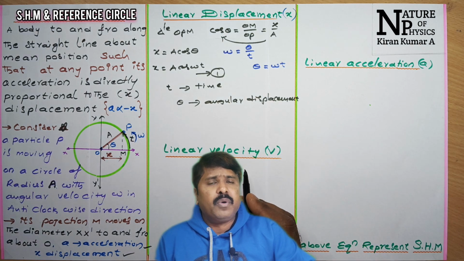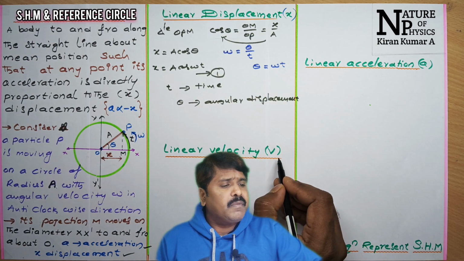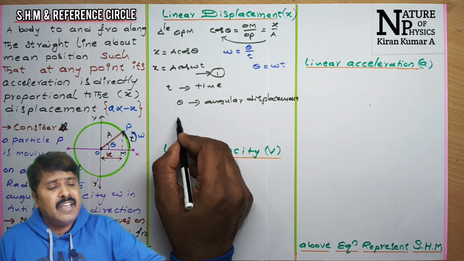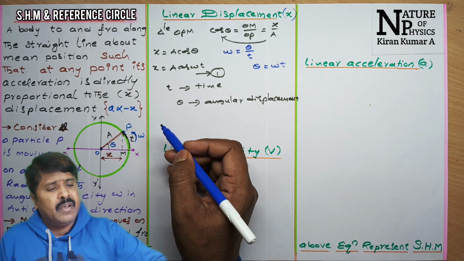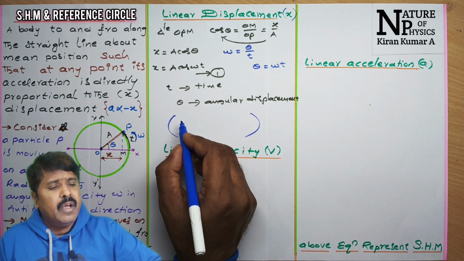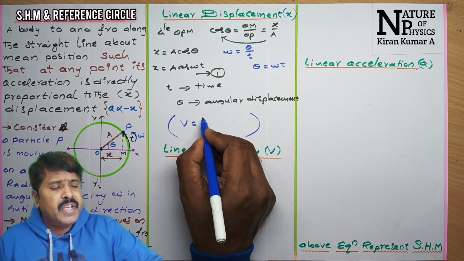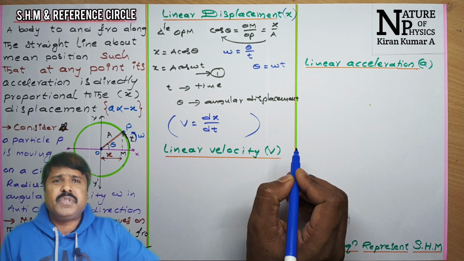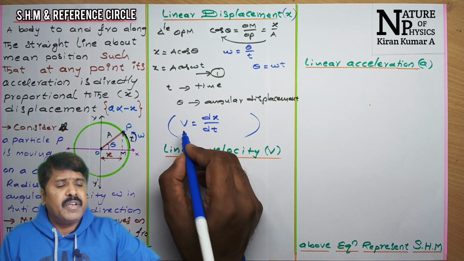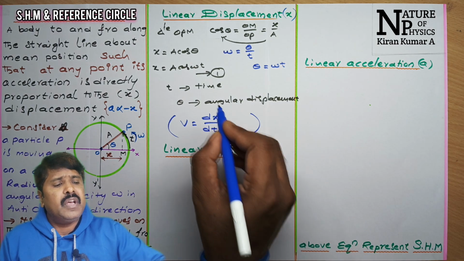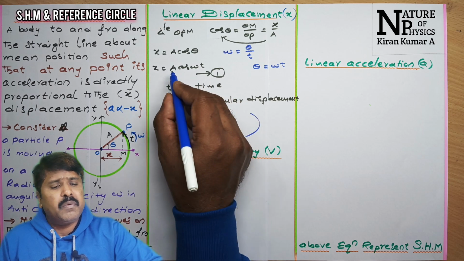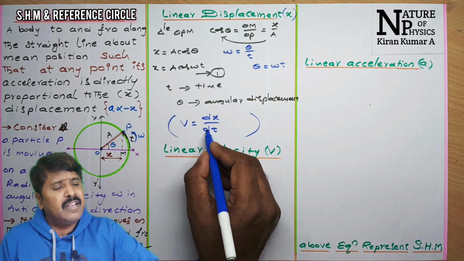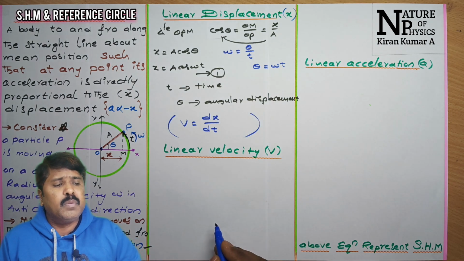Next, I am going to discuss the linear velocity v. The rate of change of linear displacement is called linear velocity. So linear velocity v is equal to dx divided by dt. Already we have the displacement equation, x is equal to A cos omega t, equation 1. Replacing it in this equation, we will get the velocity.